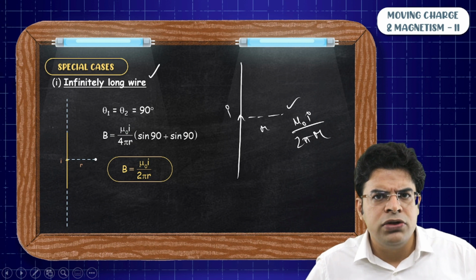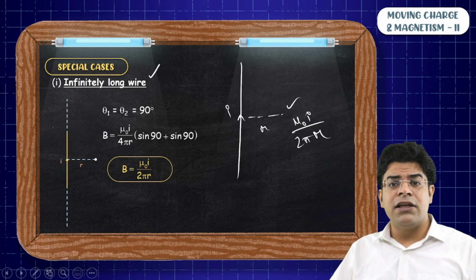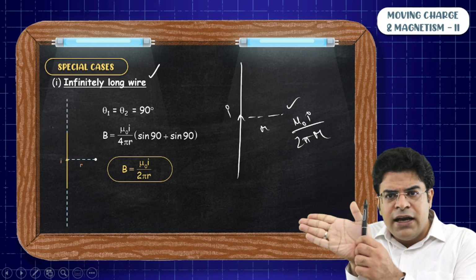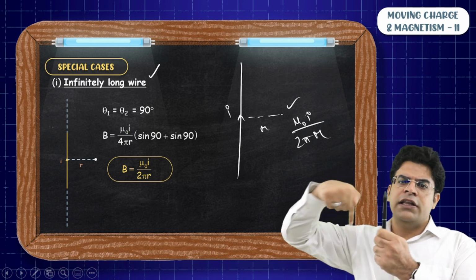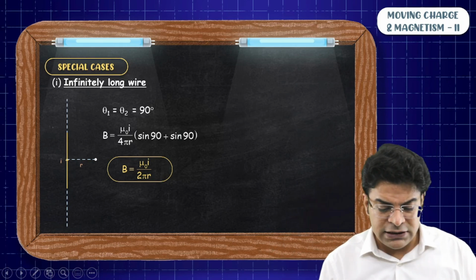Sir, what about the direction of magnetic field? Beta, that's the first thing I told you. Align the thumb of right hand in the sense of current and then curl the fingers. The way your fingers curl, in the same sense, the magnetic field lines will curl, right? Now, this is the first case.